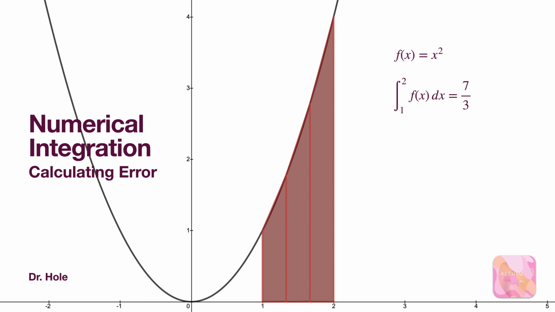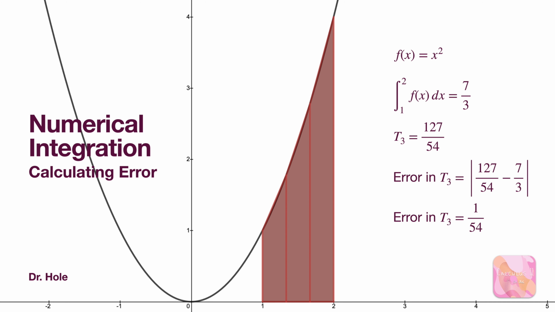Let's reuse the same function, the same definite integral, but now our approximating functions are not rectangles, but are trapezoids. We still have 3 of them. Compute that T sub 3 is 127 over 54. And then find that the error in T sub 3 is 1 over 54. Note that this is a larger error than M sub 3. Very nice.